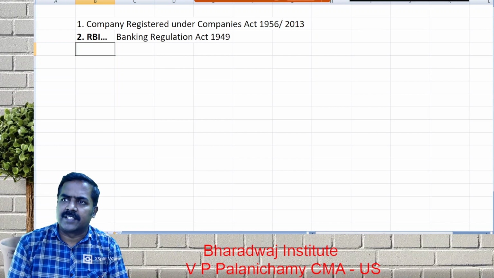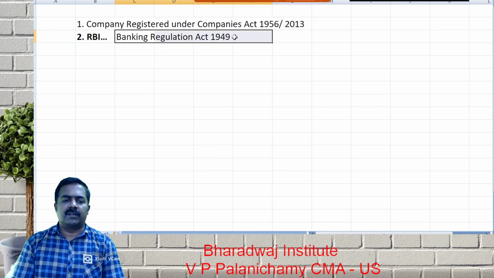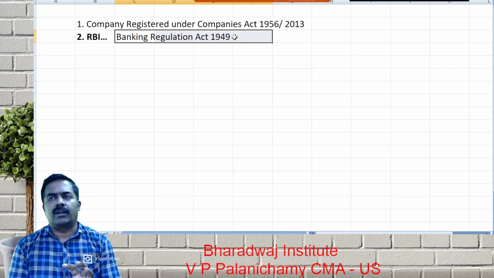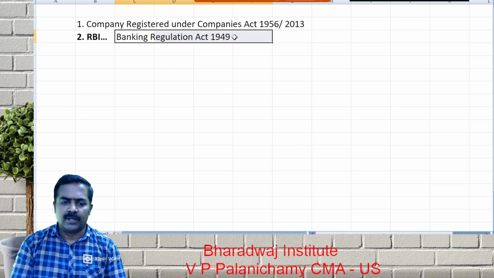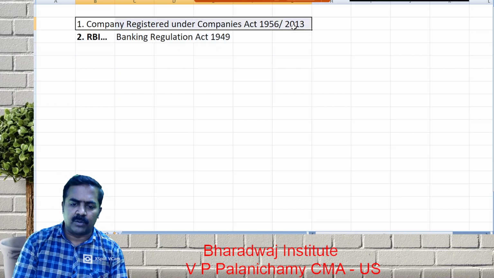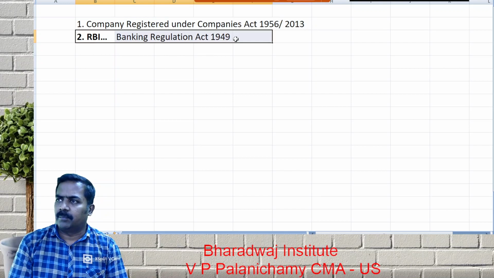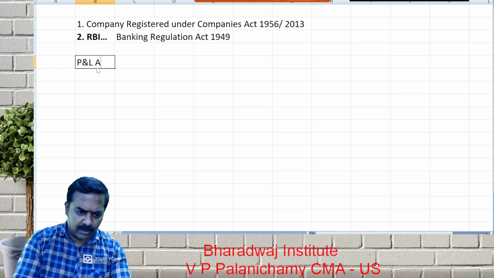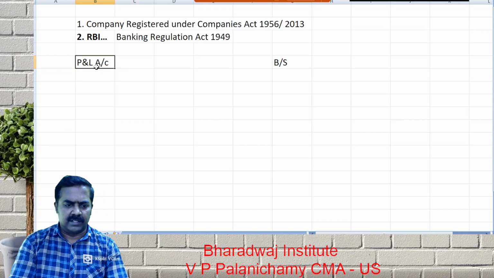Whether that format is applicable for a banking company? No. We have got a separate format given by which one? The Banking Regulation Act. So wherever the Banking Regulation Act gives a provision, that provision will become applicable. So we are not going to prepare final accounts as per the Companies Act. We are going to prepare as per which Act? The Banking Regulation Act, which has a format for the P&L account as well as for the balance sheet.